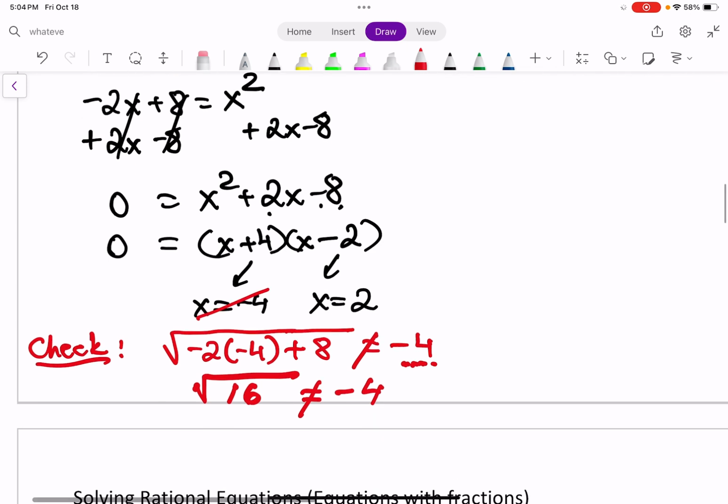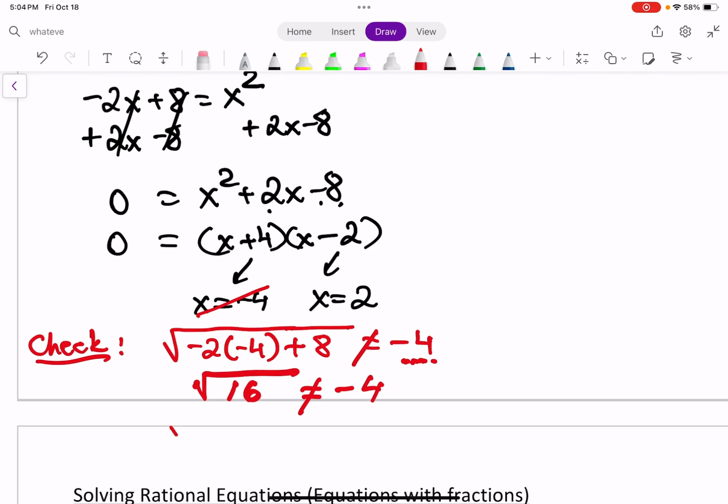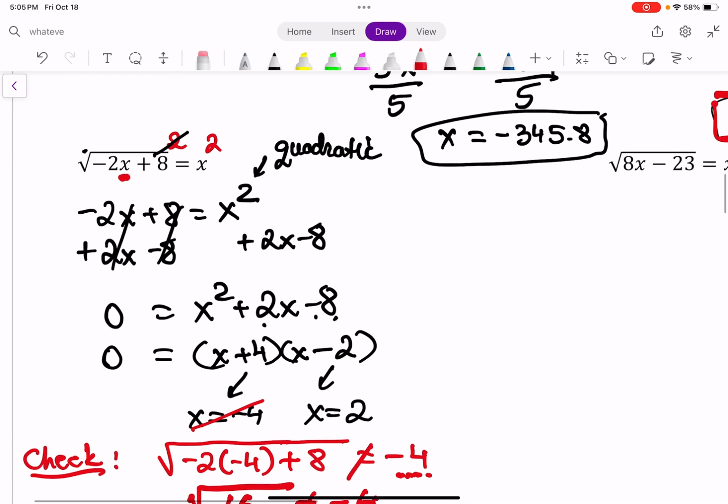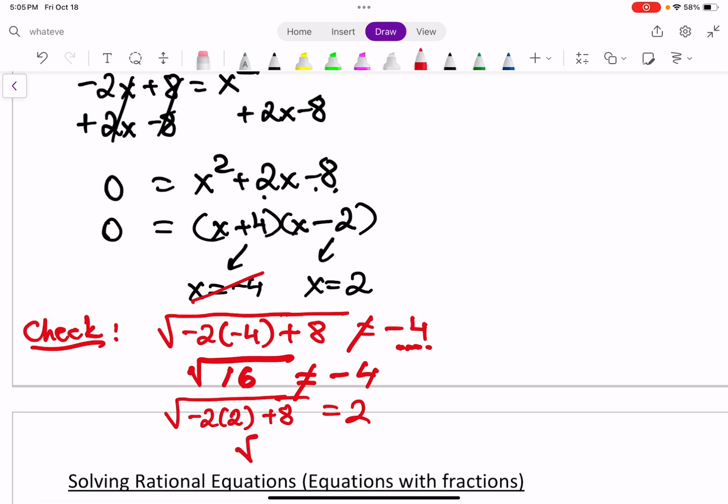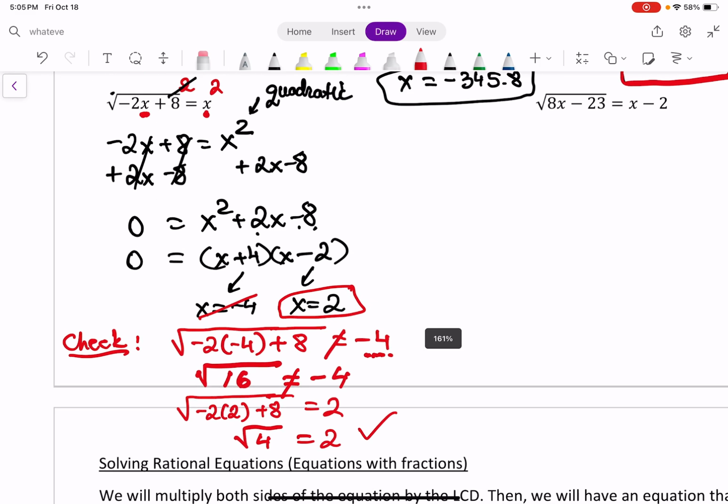Now, if you try 2, is the square root of negative 2 times 2 plus 8 equal to 2? So again, in this equation, wherever I see x, I'm putting a 2. And that's the square root of negative 4 plus 8, which is a positive 4. Is the square root of 4 equal to 2? Yes, it does. So this one works. All right, let's try this again.